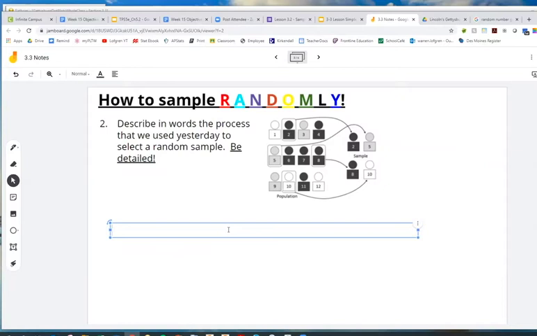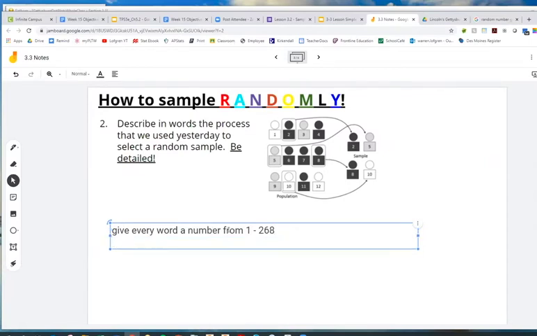Here's basically what we have to do and what we did do. You have to give every word a number from 1 to 268. Now, I know there's 268 words, so that's my highest number. That's like giving an ID number to every single word, just like every student has an ID number. Everybody with a driver's license has an ID number. We're giving every word an ID number, just starting from number 1 up to 268, the max number of words. So this just helps me to identify them.